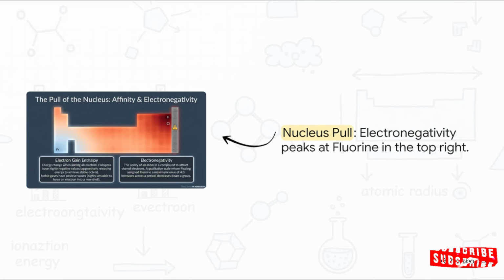See that dark red corner where the highest electronegativity lives? Fluorine is the absolute king here. Linus Pauling actually assigned it the maximum value of 4.0 on a scale. Because it's so small and has such a high effective nuclear charge, it hoards shared electrons more aggressively than any other element. Across a period it goes up, down a group it goes down. Once again, it all just comes back to pull versus distance.